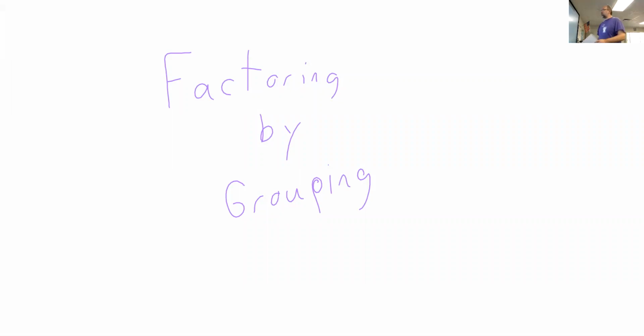We're doing factoring by grouping. We're continuing the factoring theme from last week into this week, just in a slightly different style. It's not too bad, and hopefully you like it.